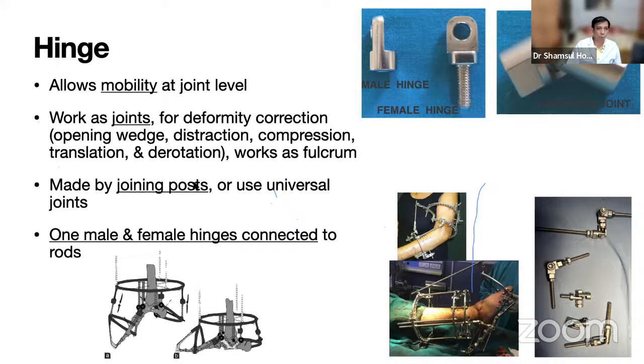So make it by joining posts or universal joints, one male and one female connected to make the complete joint. So here you can see this is a universal joint. Here, as we said in the earlier page, one male, one female, and again one male. You can use a universal joint like this. You can move in all 360 directions, all the directions like this.